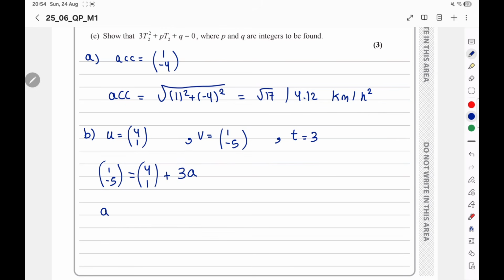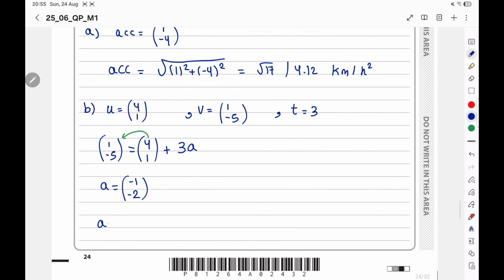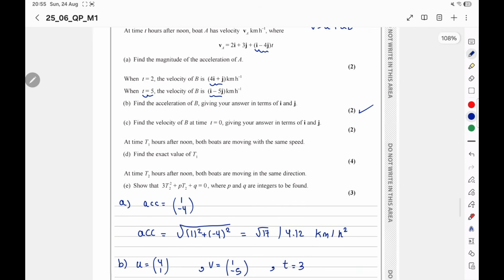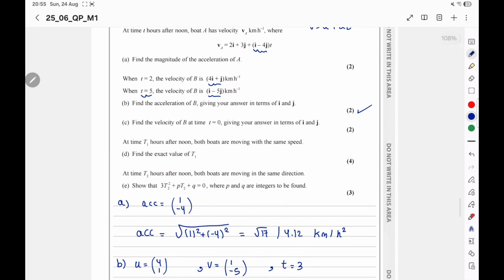Make A the subject. Move the 4 to the left: 1 minus 4 is negative 3, divided by 3 is negative 1. And move the 1 to the left: negative 6, divided by 3, negative 2. This is the acceleration in terms of i and j. Acceleration is negative i minus 2j. Done with part B.